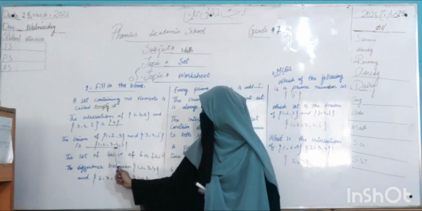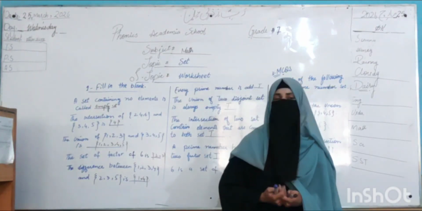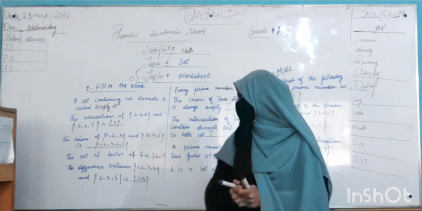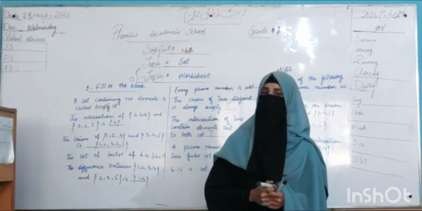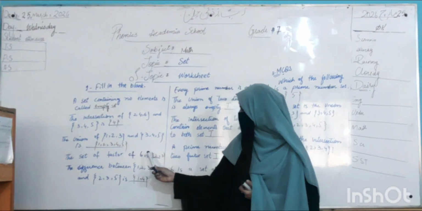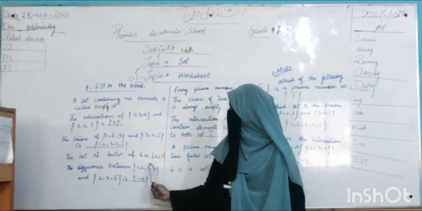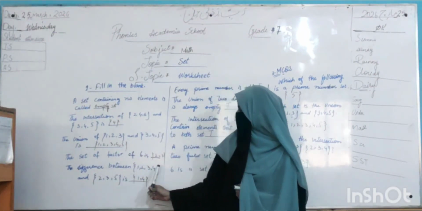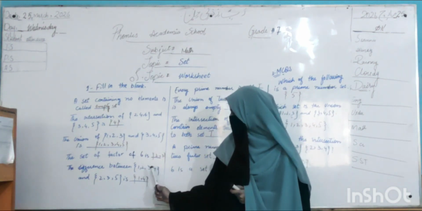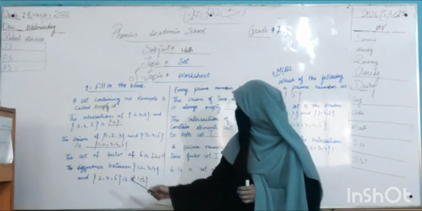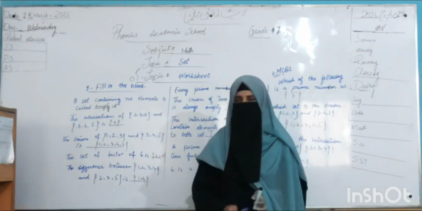Then the set of factors of 6. So you know that 2 times 3 is 6, and 1 times 6 is 6. So the set of factors of 6 is 1, 2, 3 and 6. The difference between 1, 2, 3, 4 and 2, 3, 5: when you find the difference, it's 1 and 4. The difference of this set from that set is 1 and 4.